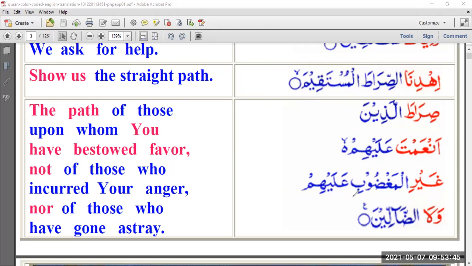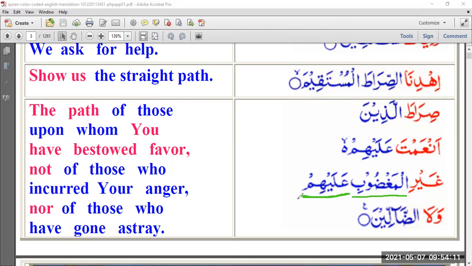Now, maghdoob is a maf'ul, right? So we said that ghadab means wrath, anger. So maf'ul is on which anger has occurred. Because maf'ul means on which something has been done. Yes, object. Maf'ul is object. And again, we have already analyzed it.